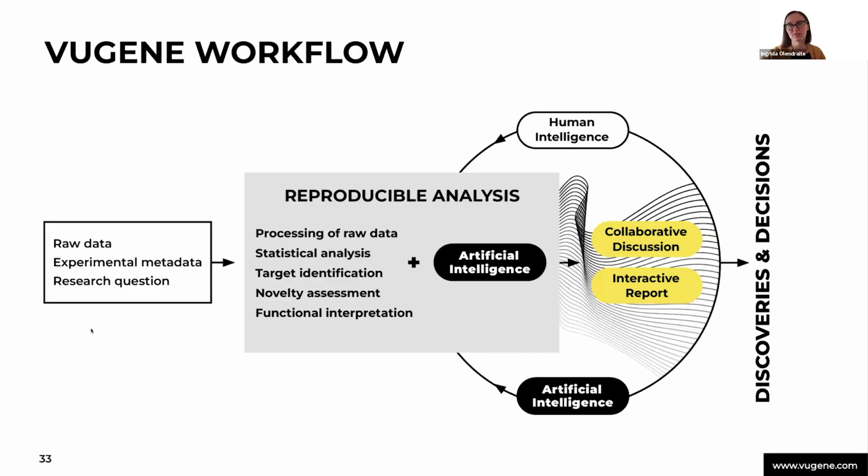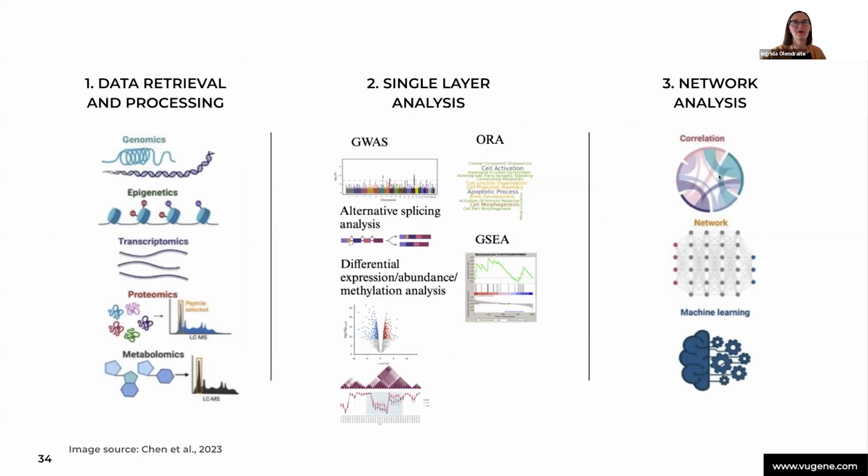If you are interested in how Vugene works, we work with human intelligence, not just AI. So our clients give us the data and we provide discussions and reports. Everything from the start of every omic. We do overrepresentation analysis, multiomic correlations, and so on.